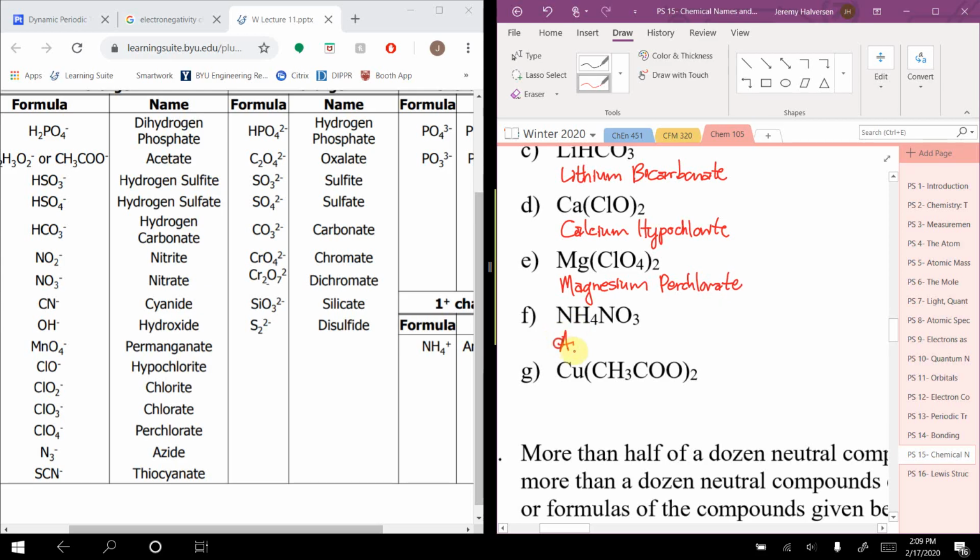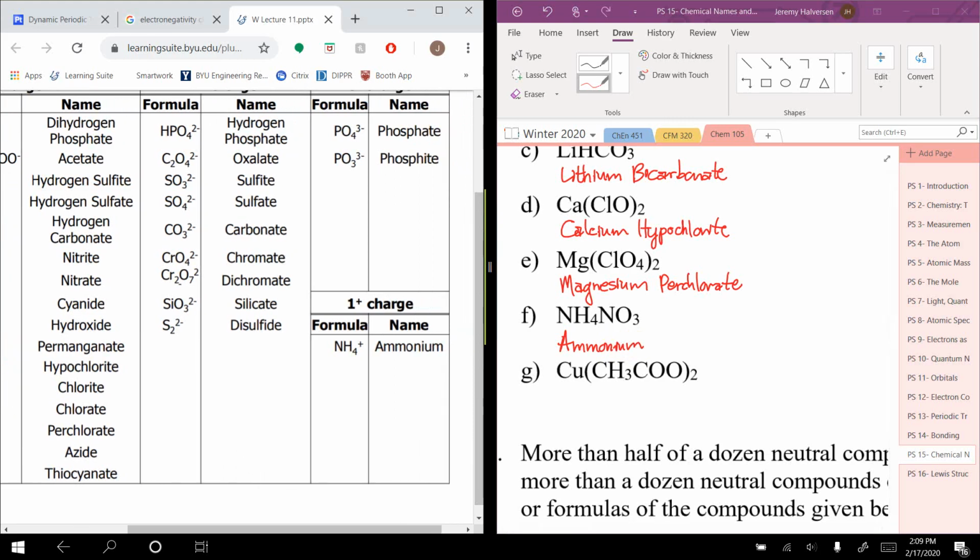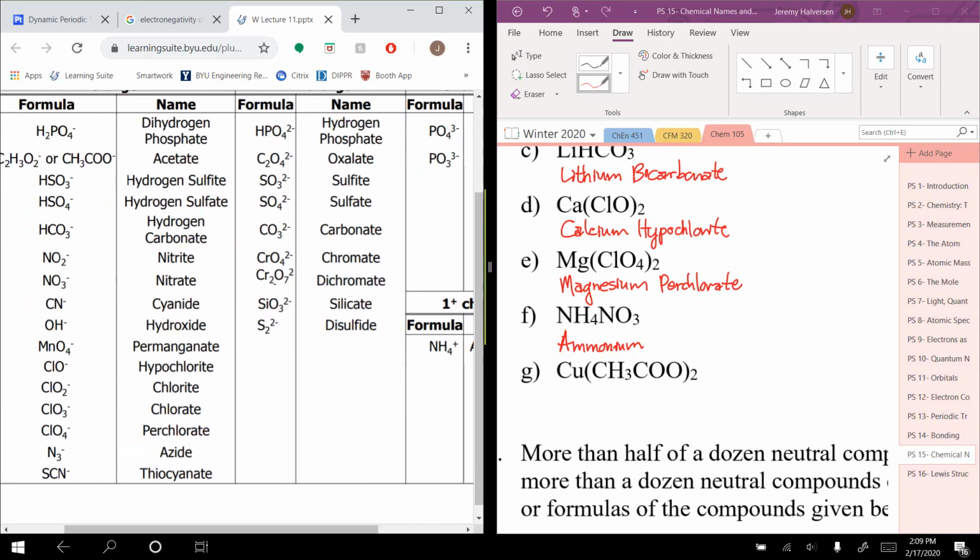NH4 plus is ammonium. And NO3 minus is nitrate. You might also be wondering, how do I know it's NH4 plus? There's no plus there. That's really just recognition. I know NO3 minus is a polyatomic ion and NH4 plus is a polyatomic ion, so this is going to be an ionic compound between those two polyatomic ions.